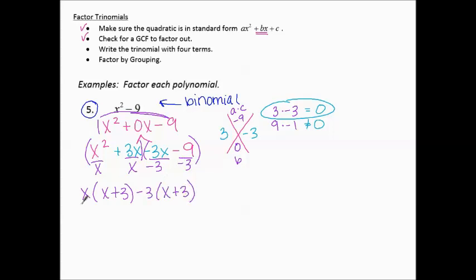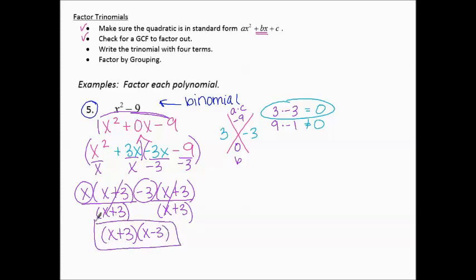Okay, so now I'm going to divide both of these by x plus 3. They will cancel. So my two factors are x plus 3, and I'm left with x minus 3. And those two are my factors.